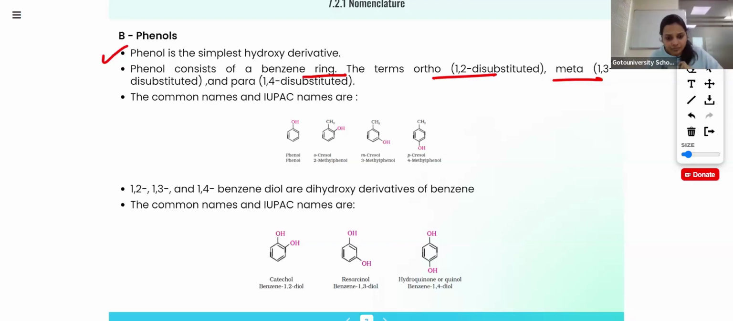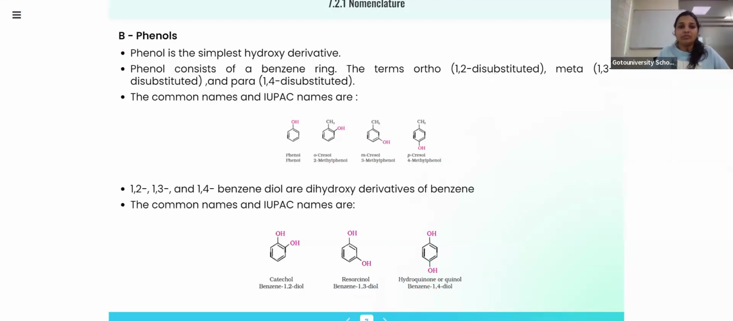Now see, here two hydroxyl groups are there. So this is catechol, resorcinol. They have specific common names, and this is the IUPAC name: benzene-1,2-diol, benzene-1,3-diol. This is ortho, this is meta, this is para. Okay, this is the nomenclature for phenols.